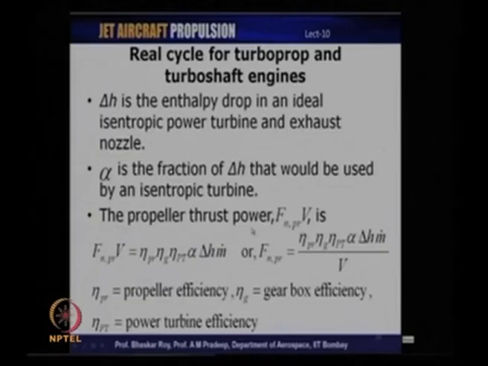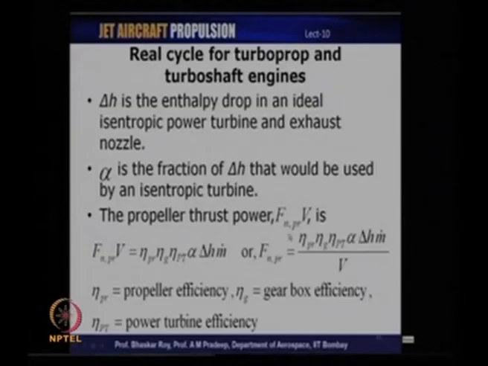So, the propeller thrust power here is given by F subscript n comma PR, which is the propeller thrust, multiplied by the flight speed. So, this gives us the thrust power. This should be equal to alpha times delta H into mass flow rate multiplied by various efficiencies. And what are those efficiencies? We have three efficiencies here. One is the propeller efficiency, then the gearbox efficiency, which is eta g, and the power turbine efficiency, which is eta power turbine. So, there are three efficiency terms here, which will get multiplied to the total propeller thrust power.